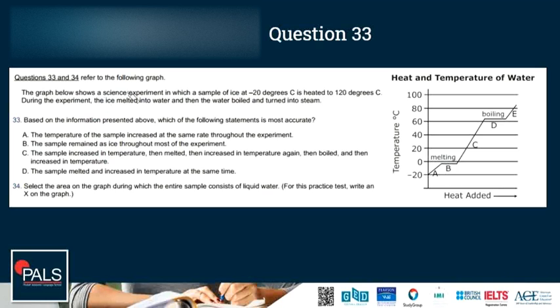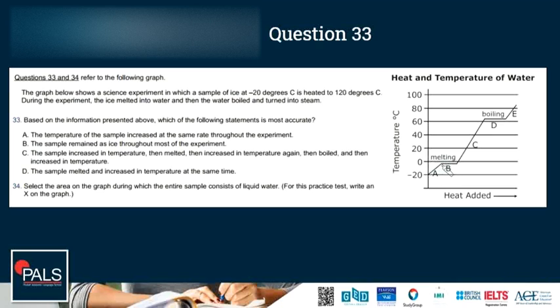Questions 33 and 34 refer to the following graph and paragraph. The graph below shows a science experiment in which a sample of ice at minus 20 degrees Celsius is heated to 120 degrees Celsius. During the experiment, the ice melted into water and then the water boiled and turned into steam. Based on the information presented above, which of the following statements is most accurate? The temperature of the sample increased at the same rate throughout the experiment. Let's have a look. It increased, then stopped, increased, stopped, increased. So it did not increase at the same rate throughout the whole experiment.